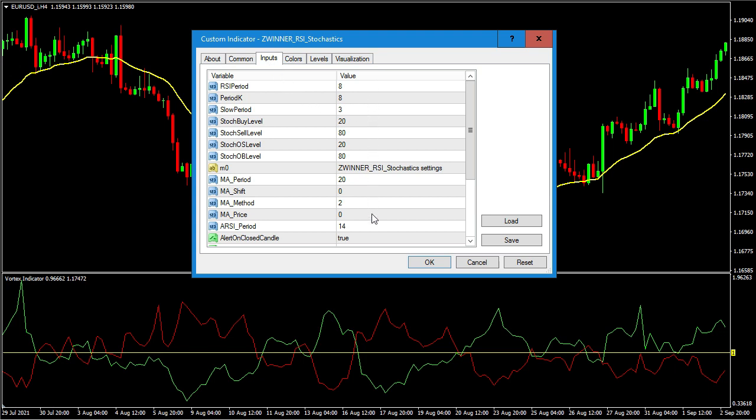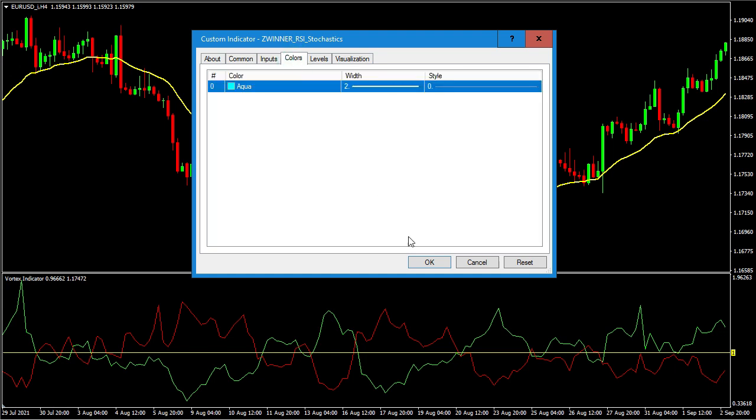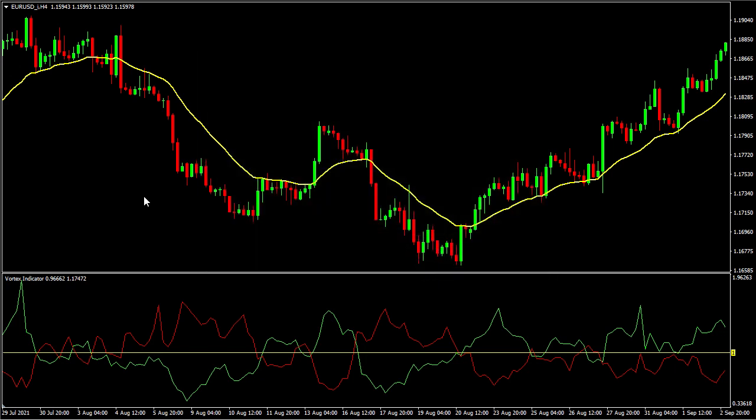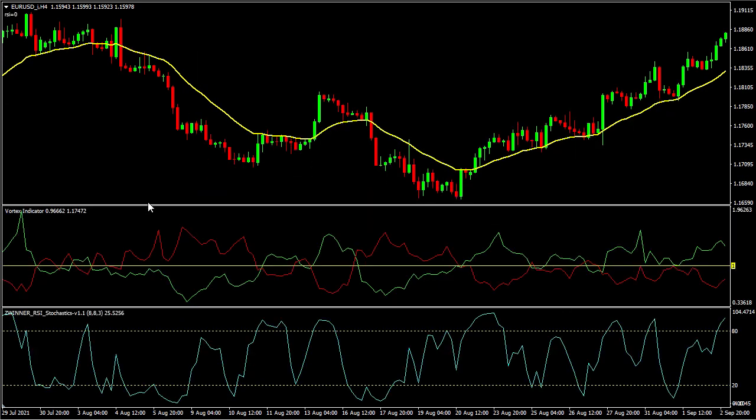These are the settings, don't touch them, just leave them as they are. Color, leave, level. By default it's got level 20 and 80. Add another level 50. Level 50, give it a yellow line, yellow color, and click OK. There it is. This is the Z-winner RSI stochastics.